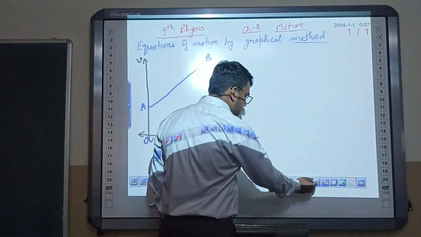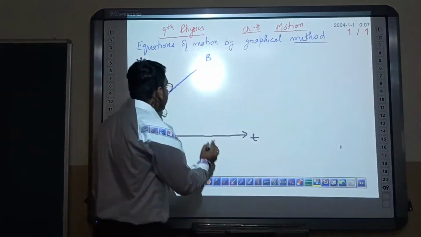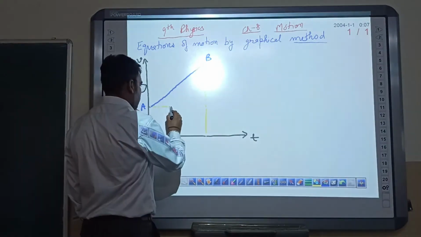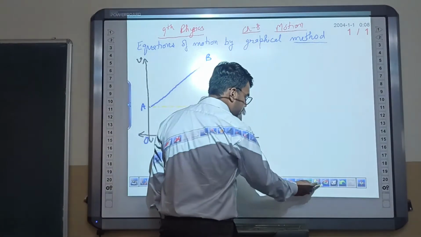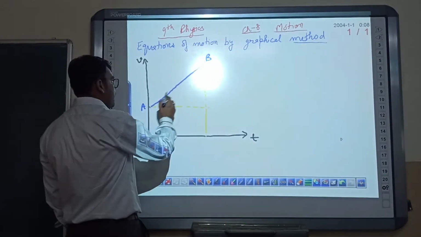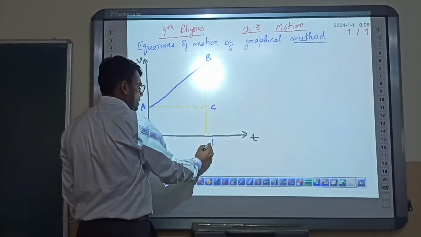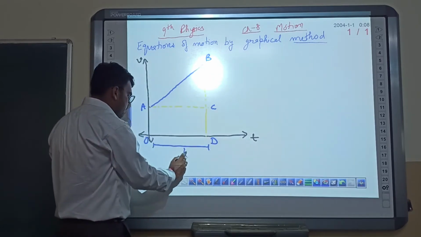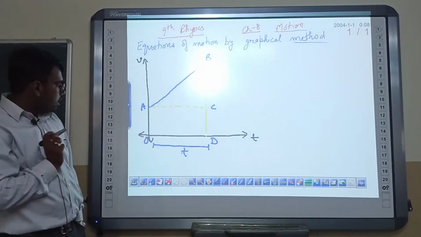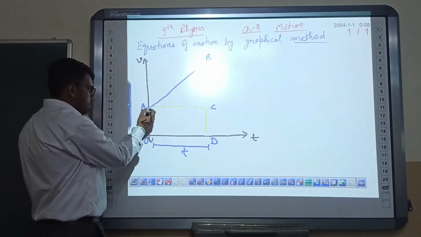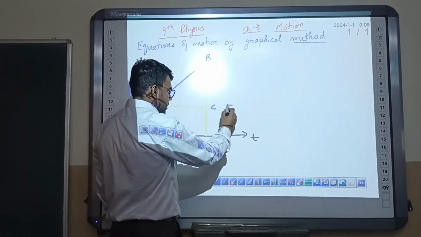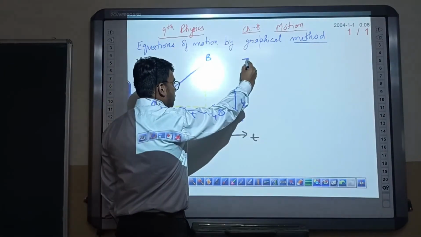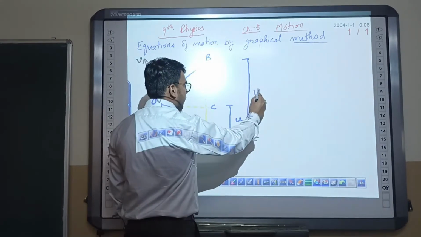Now what we will do, we'll make a dotted line here, and we will name all the points as O, A, B. Let us say this point is C, this point is D. This is the time taken by the object. This is the velocity axis, so this is the initial velocity of the object. We call this portion the initial velocity, and this complete portion will be the final velocity.